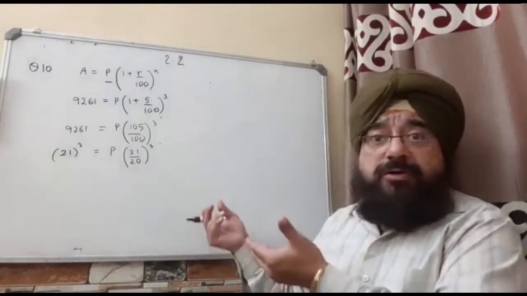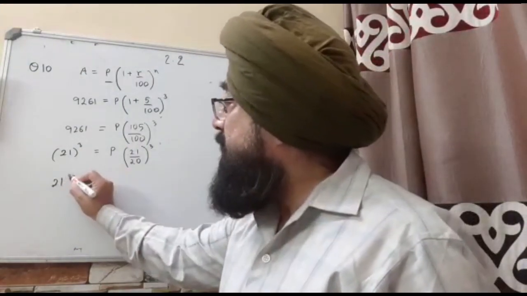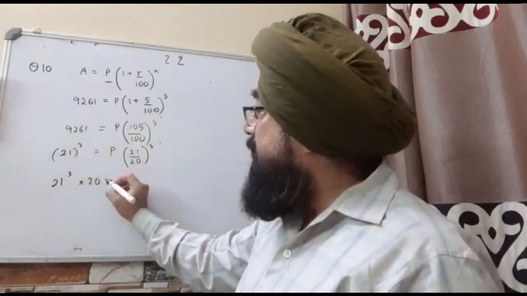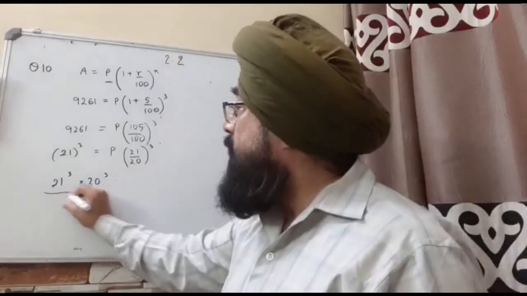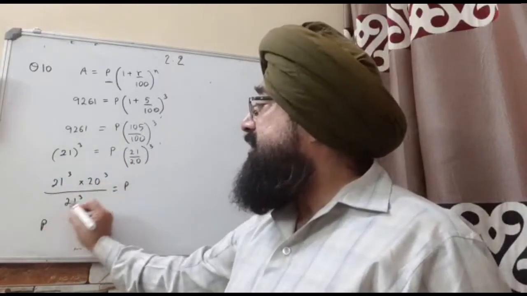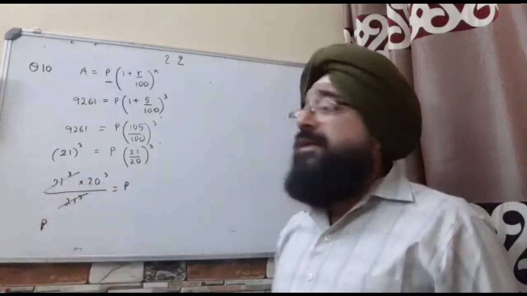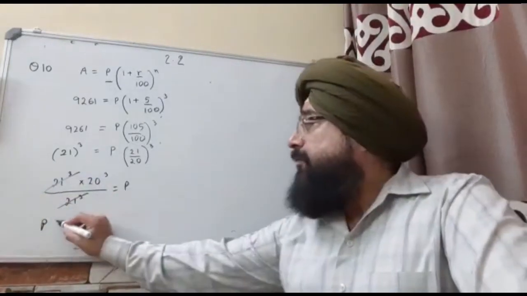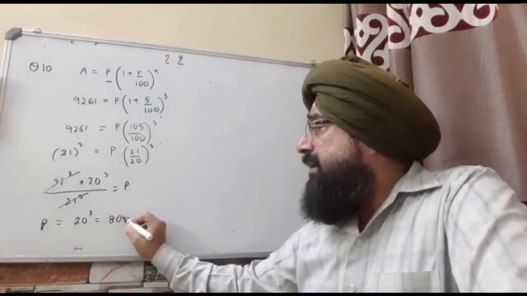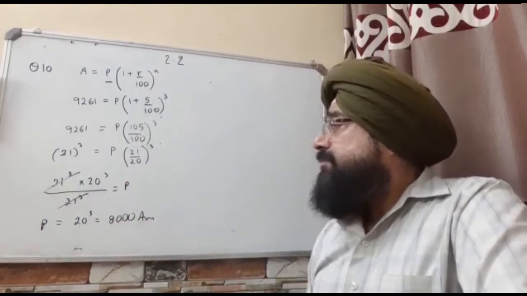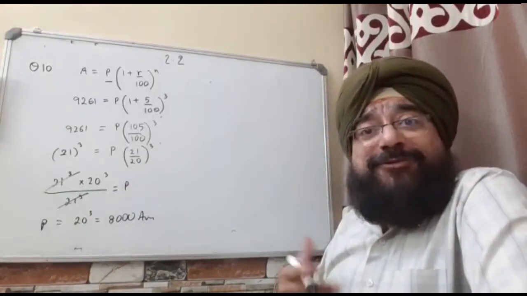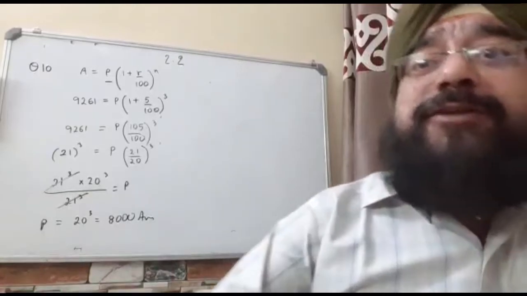So the question is solved. You see that it is 21 cube into 20 cube. If I cross multiply, alternando, 20 cube over 21 cube is equal to your P. So from this you can see that 21 cube and 21 cube will cancel out, and therefore P is equal to 20 cube, or you can say 8000, and this becomes your answer. Isn't it? Did you follow? It came so fast that I could not have thought of it.